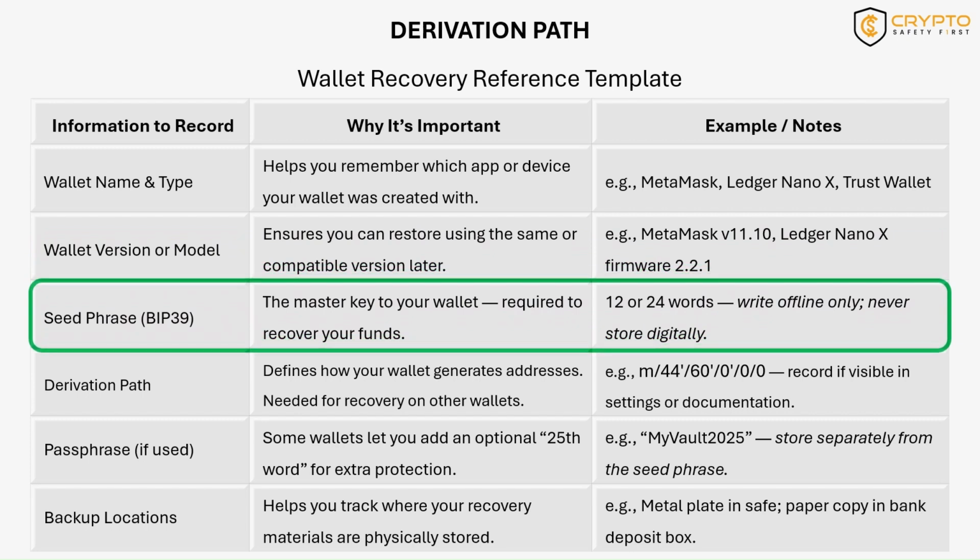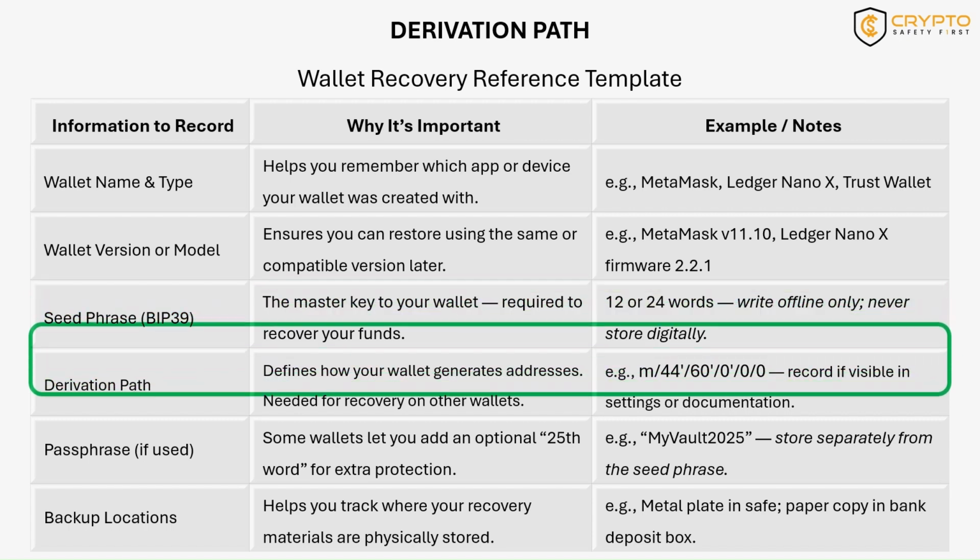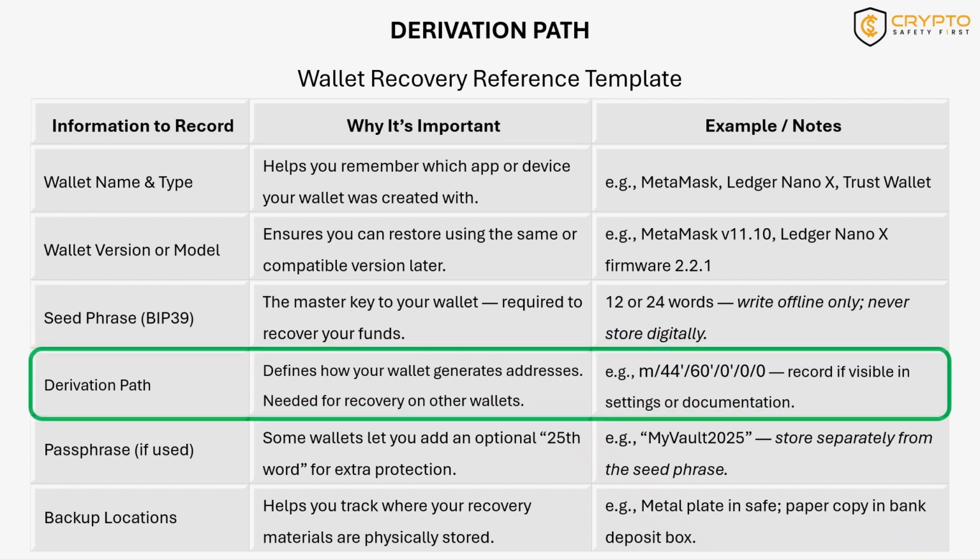Third, the seed phrase, also called your recovery phrase. It's the master key to your wallet, 12 or 24 words that must always be written down offline and never stored digitally. Fourth, the derivation path. This defines how your wallet generates addresses and can be essential if you ever need to recover your wallet on another app or platform. If it's visible in your wallet settings or documentation, record it for future reference. It helps ensure you can restore the same addresses later, even years from now.